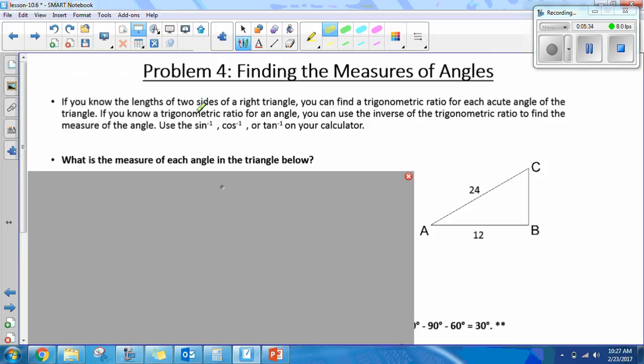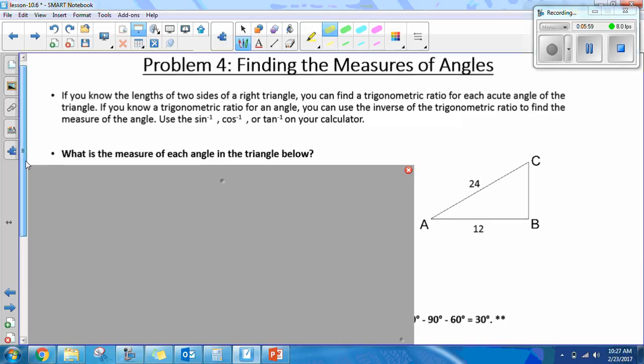If you know the lengths of two sides of a right triangle, you can find a trigonometric ratio for each acute angle of the triangle. If you know a trigonometric ratio for an angle, you can use the inverse of the trigonometric ratio to find the measure of the angle. Use the sine inverse, cosine inverse, or tangent inverse on your calculator.